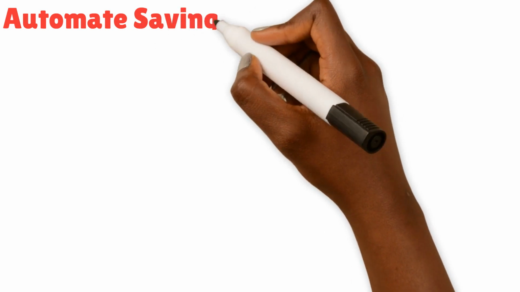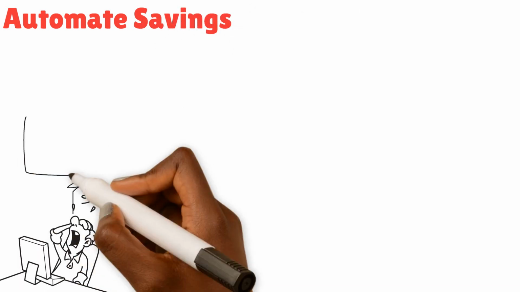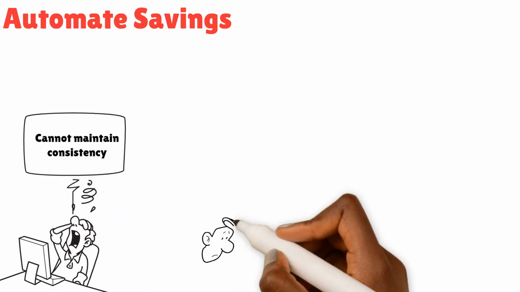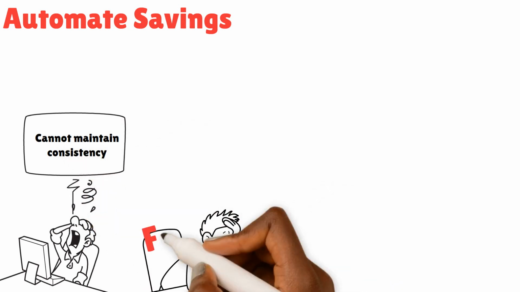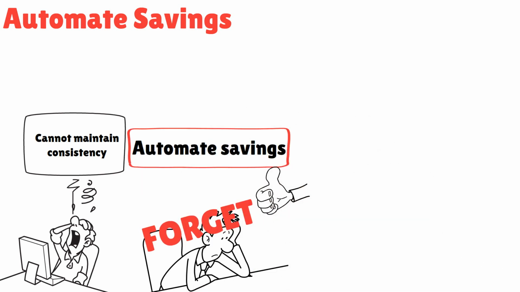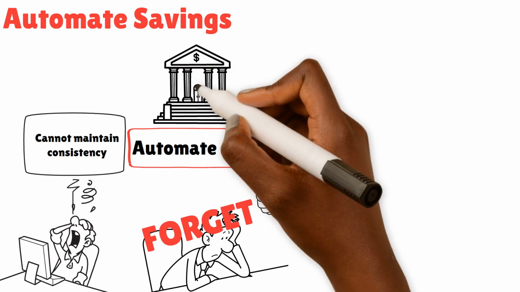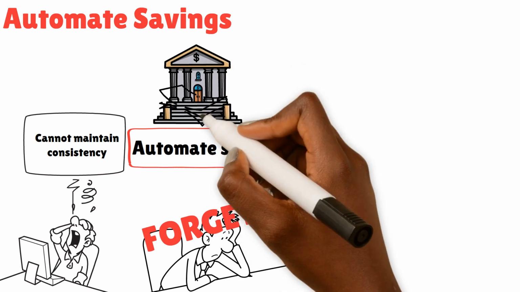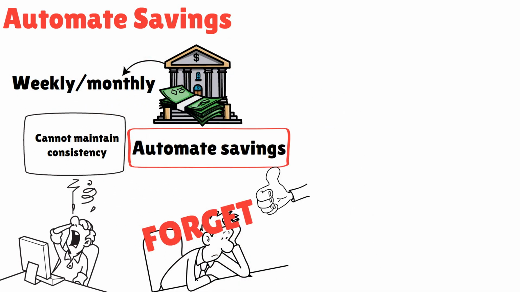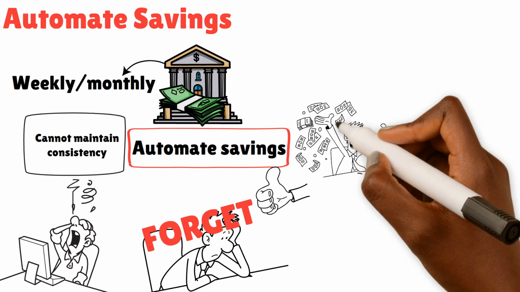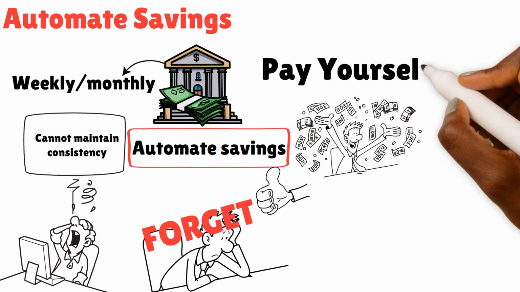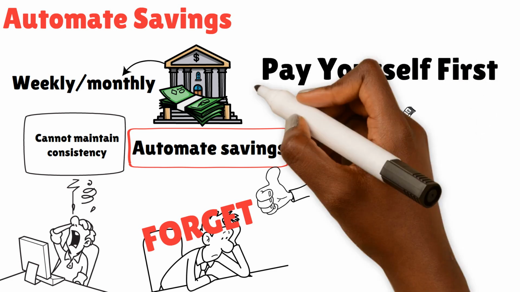Automate savings. One of the challenges people face when saving money is maintaining consistency. Life can get busy, and it's easy to forget to transfer money into savings regularly if you're doing it manually every time. Automating your savings eliminates this obstacle. Once you set up automatic transfers, a predetermined amount of money is automatically moved from your checking account to your savings account on a regular schedule, such as weekly or monthly. This consistency helps you build up your savings steadily over time without requiring your discipline. Automating your savings allows you to adopt the pay yourself first principle.